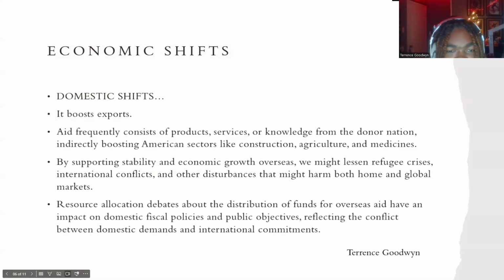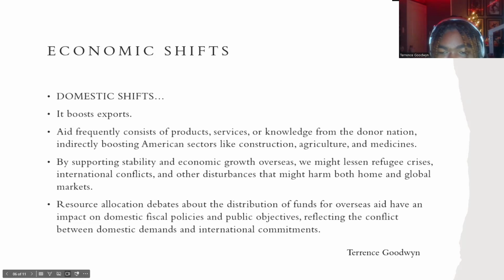The next part is domestic shifts. It boosts exports by mandating that products and services come from the United States. Foreign aid helps American businesses. This tied aid helps industries like construction, medicines, and agriculture, since funds and contracts frequently go back to U.S.-based businesses. For instance, up to 80% of USAID support goes to American businesses, which indirectly promotes the creation of jobs at home and increases exports.